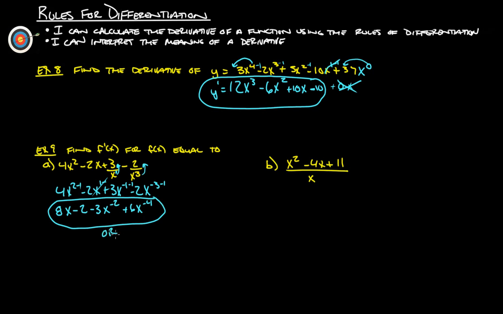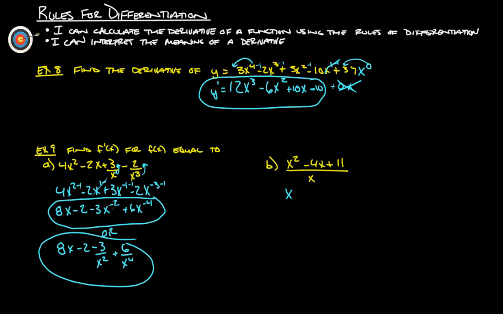Probably a better answer would be 8x minus 2, minus 3, and then the x to the negative second goes back down on the bottom, x squared, and then plus 6, and then the x to the negative fourth goes back down to x to the fourth on the bottom. Okay, so then that's the derivative of this piece right here. With part B here, you want to take each one of these 3 terms on the top and divide all of them by x, and then simplify, and then away we go.